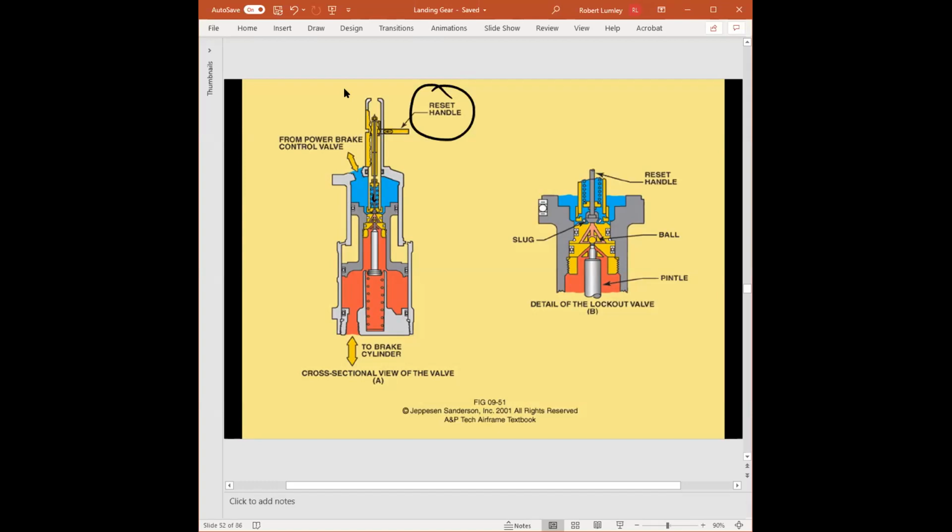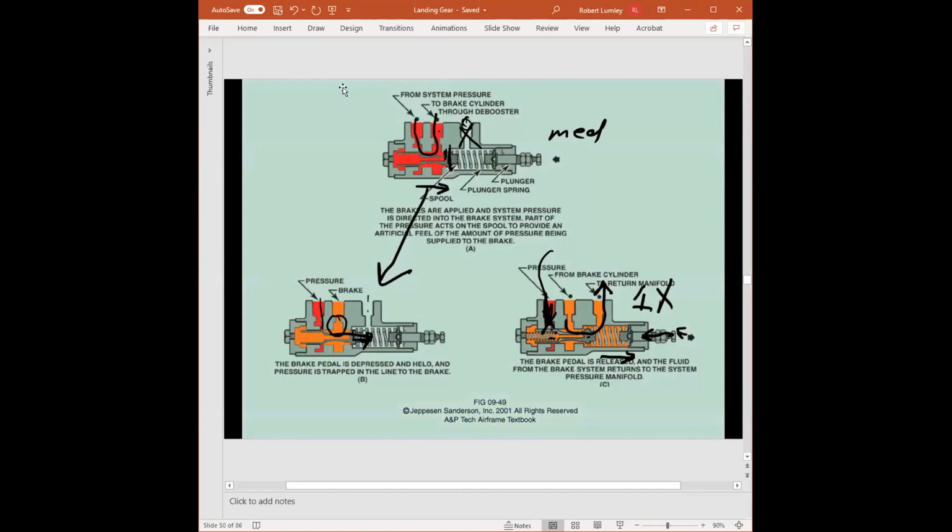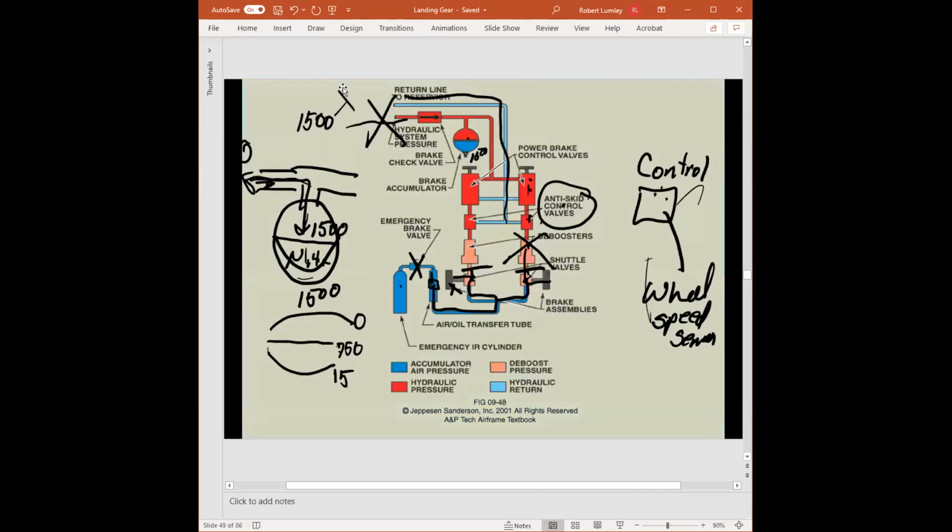And that's connected to the entire hydraulic system in the whole plane. There's only one system? All right.